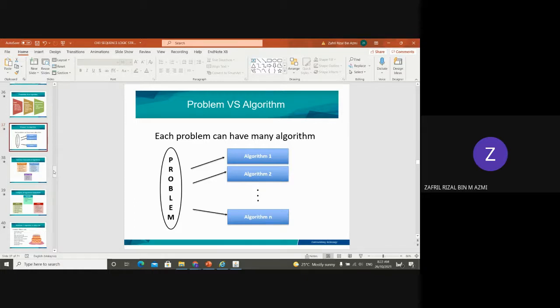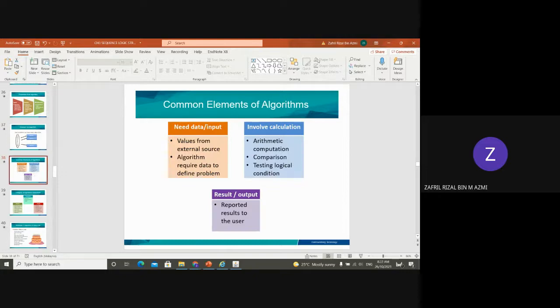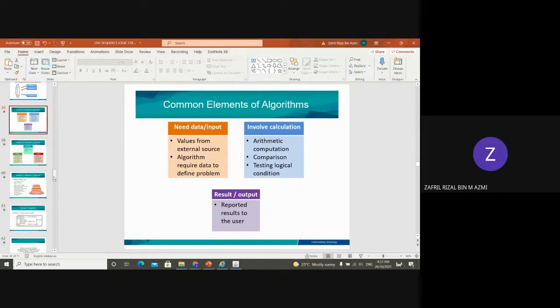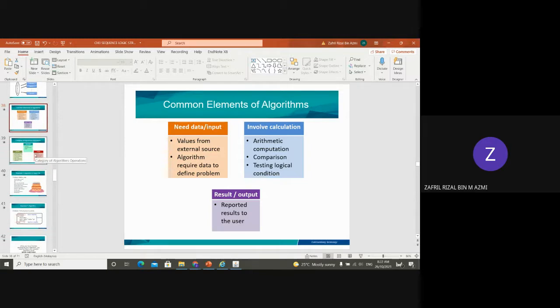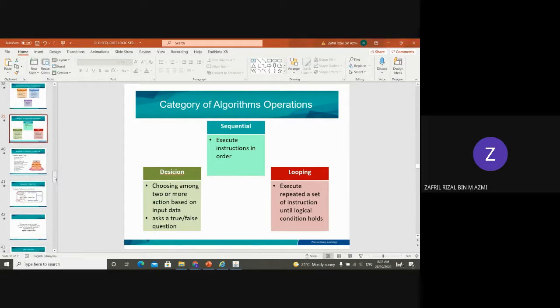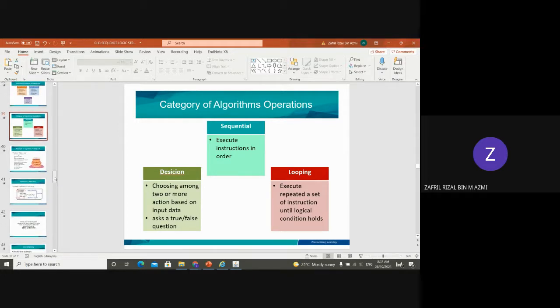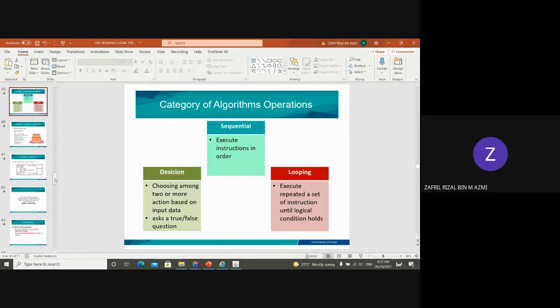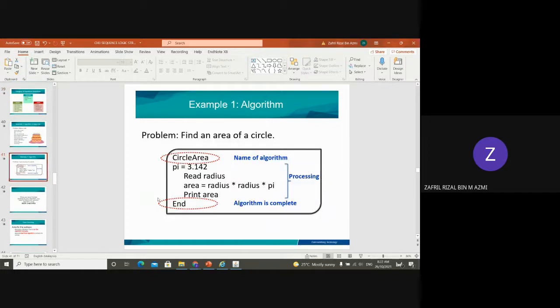Okay, a simple example. This is the equation. Alright, so once we have completed the algorithm, for example this one, this is missing line numbers: 1, 2, 3, 4, 5, 6. Line numbers are very important.